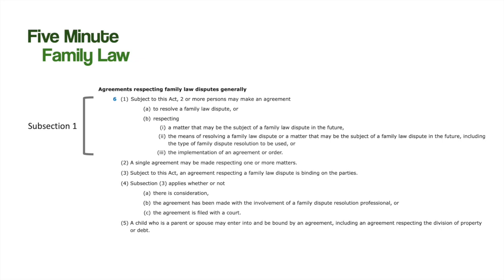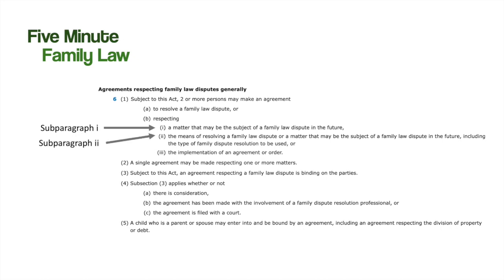But not all subsections contain all those paragraphs and subparagraphs. Some subsections are just a single line, like subsection 2 and subsection 3. Inside subsection 1, you can see that we have paragraph A as well as paragraph B. And inside paragraph B, we have subparagraph I and subparagraph II.